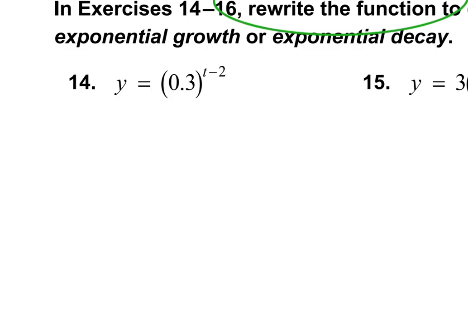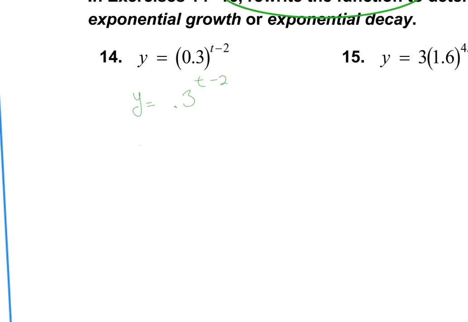But here we go. So we have y equals 0.3 to the t minus 2 power. What that's going to look like is 0.3^t over 0.3 squared. Why is that?